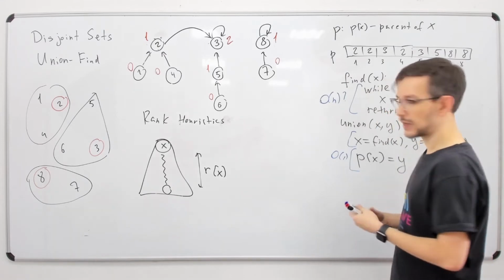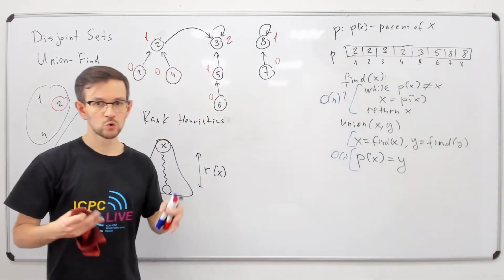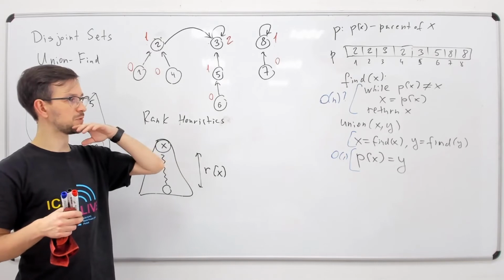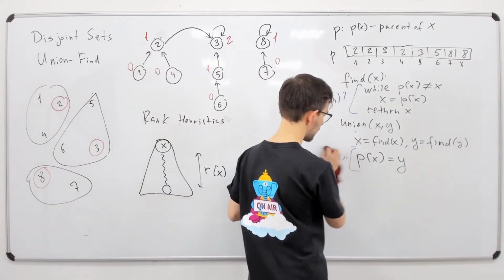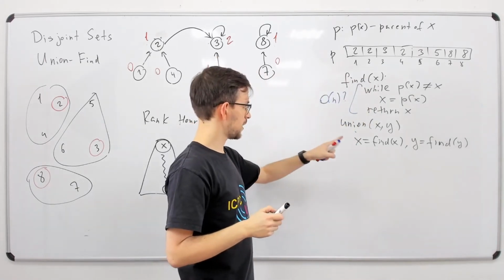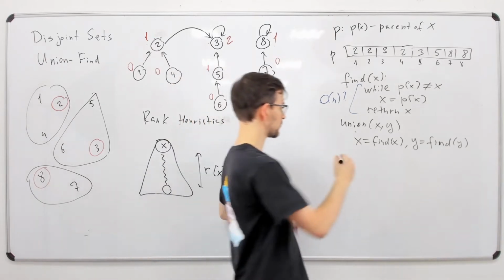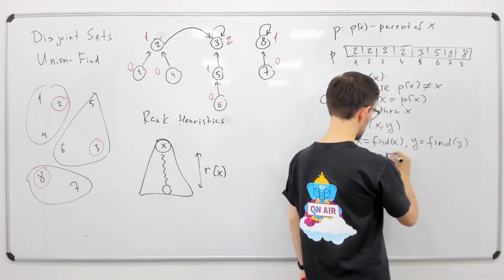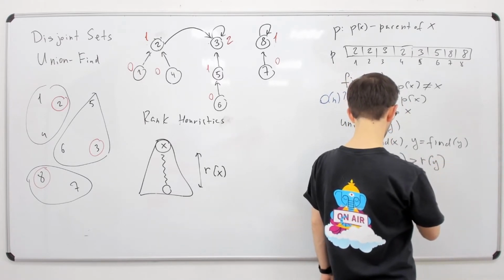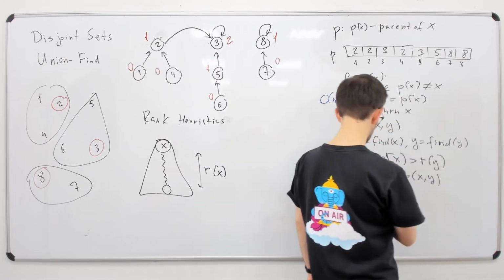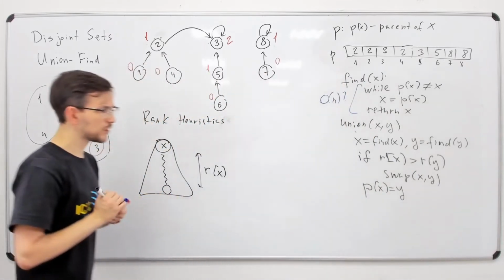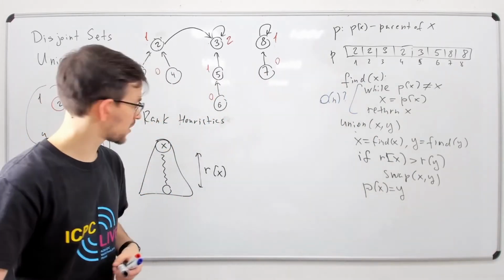Good. Now we will try to connect the tree with the smaller rank to the tree with the bigger rank. Let's say x will be the element with the smaller rank. If rank of x is bigger than rank of y, then we just swap them, and then connect x to y. And now we need to recalculate the ranks. How to recalculate the ranks?